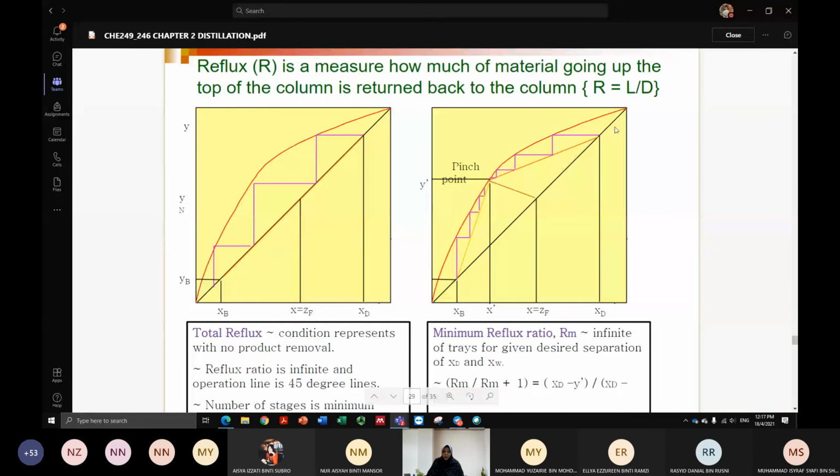If you compare both, the number of stages for total reflux means that everything will be fed back into the column again. No distillate will be collected. That is total reflux. Everything will be fed into the column, meaning that you close the valve for XD, but you open for LN. So the number of stages you need is minimum. You can see here about 1, 2, 3. Here you have more.